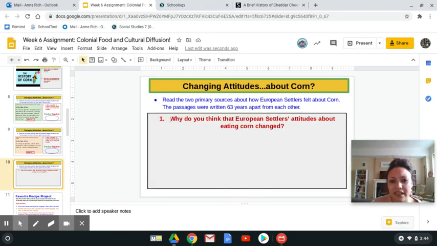When you come to this slide, I'd like you to answer the question using those 2 sources that we just examined. Why do you think that European settlers' attitudes about eating corn changed? Why would those ideas about corn change about 63 years apart? Pause and move on when you are ready.